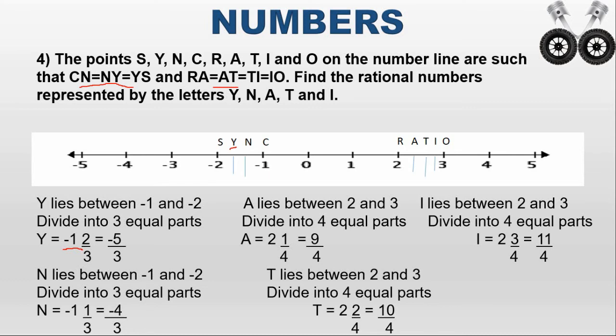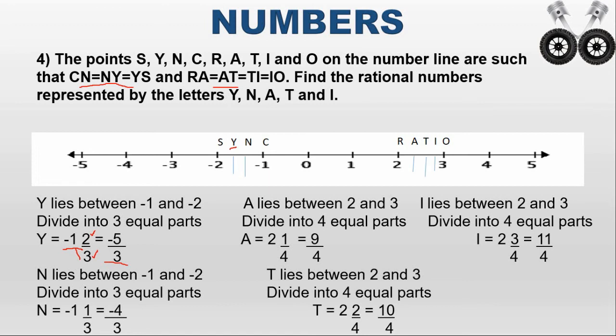Where the y lies, it lies in the second part. So that can be written in the numerator. How many parts is it divided into? It is divided into 3 equal parts. That can be written in the denominator. Now you have to convert the mixed fraction into an improper fraction. So you have to multiply 1 into 3, 3 plus 2, 5. So 5 by 3. The sign is a negative sign. So the y value is -5 by 3.